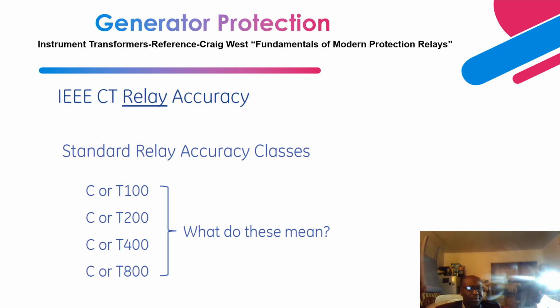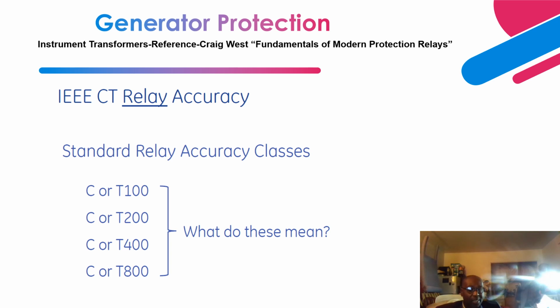To represent CT performance, CTs are represented by accuracy class. So let's say if you have a C100, what does the C100 accuracy class represent? C200 accuracy class, C400 accuracy class, C800 accuracy class. For C100, it means that the maximum secondary side voltage that the CT can develop should be equal to 100 volts. More than 100 volts is basically going to go into saturation.